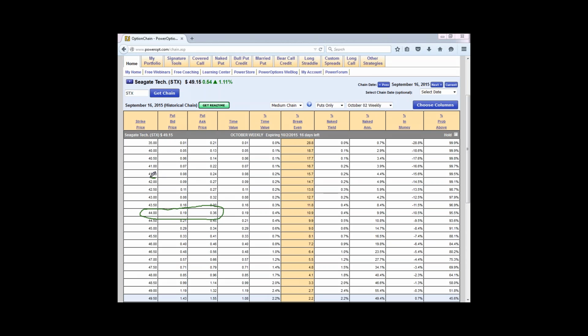We'd be looking at the 44, and I'm going to keep a standard 2-point spread. So we're going to look to do a bull put, the 44 strike, selling to open the 44 put, and buying to open the 42. It'd be a 2-point spread. The natural bid and ask wouldn't result in a natural credit. We'd actually have a debit of 8 cents. But with a natural bid on the close of September 16th of 19 cents, and the bid at 19 and the ask at 36, we're looking at about a 17-cent difference. Let's call it a 9-cent difference.